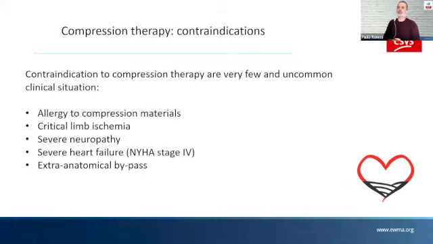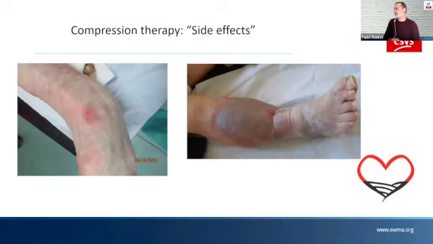Some formal contraindications: allergic. I never saw an allergic reaction to compression therapy, but it could happen. It's a formal contraindication. Critical limb ischemia, severe neuropathy, severe heart failure in the New York scale, stage 4, and extra-anatomic bypass. They are very few contraindications, and they are rare and uncommon. And sometimes we have some side effects, as I mentioned in this slide. I wrote side effects. This first one was provoked by me with a bandage.